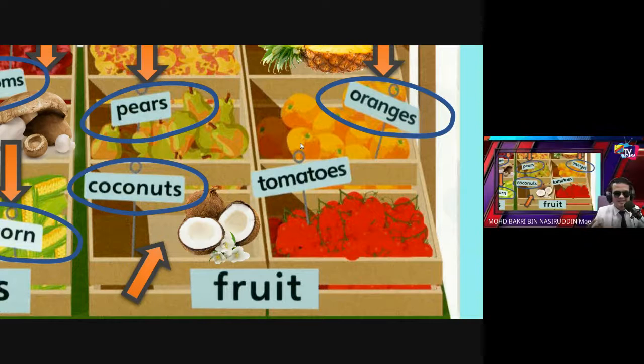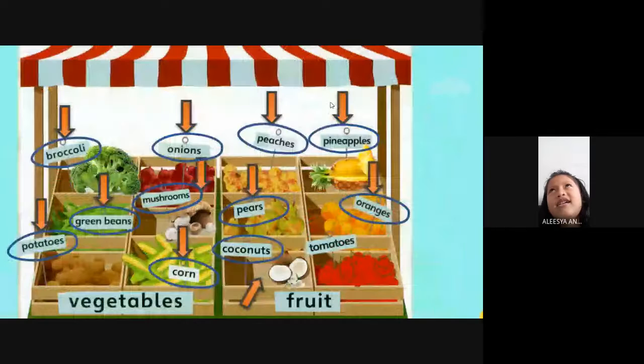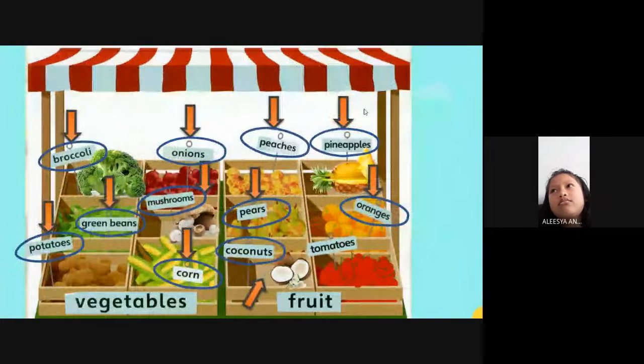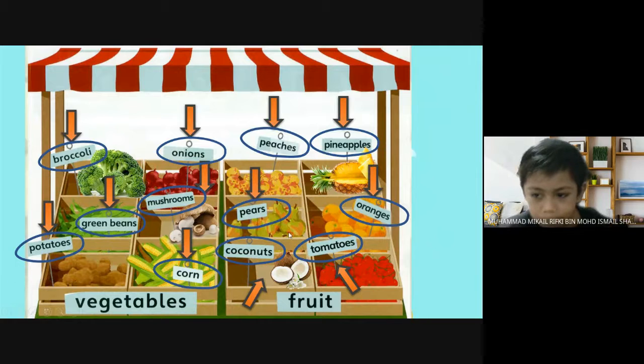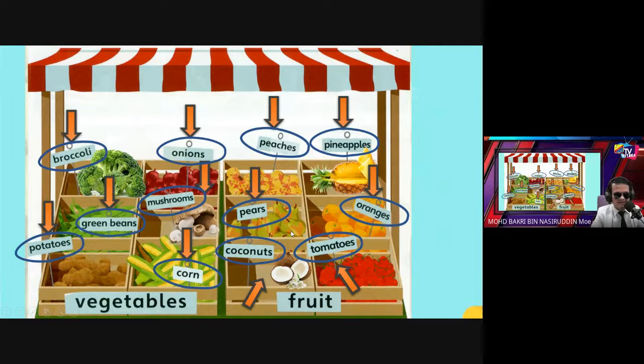Okay, boleh sebut tak? Okay, cuba sebutkan. Tomatoes. Okay, tomatoes. Alright. Okay, Mika and Rifki. Can you say the fruit? Tomatoes. Okay, very good.